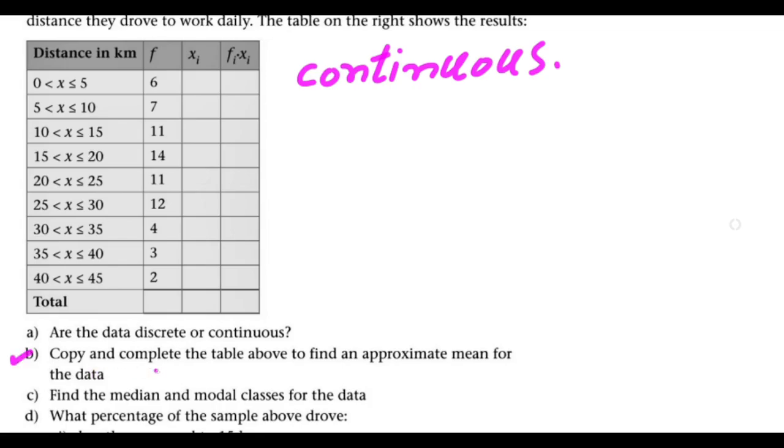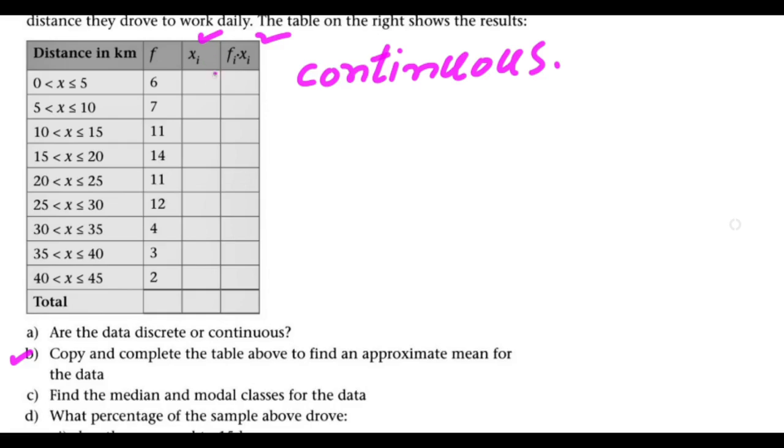Part B says copy and complete the table above to find an approximate mean for the data. We need to find the estimated mean. We need to complete the xi and fi xi table. Now you can't use the calculator here; you have to solve this estimated mean by calculation. But if there is no fi xi table, then you have a choice. You can find it by calculator also if you want to confirm your answer is correct. But this is an easy method by calculation as well.